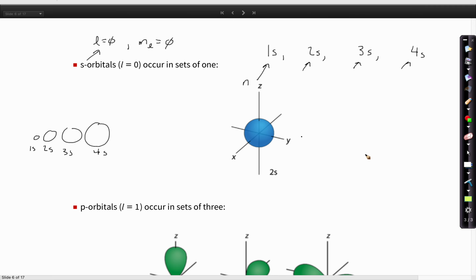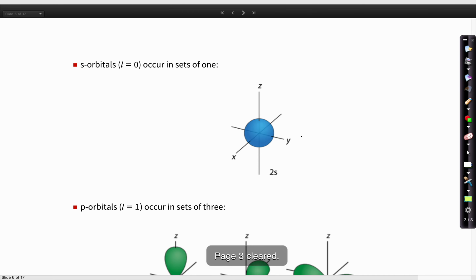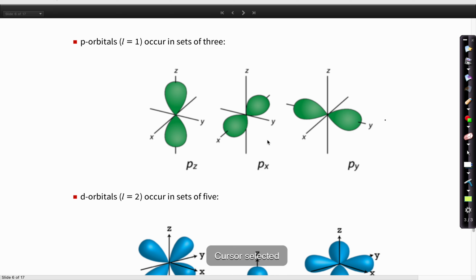Okay? All right, well, then what about p orbitals? So let's look at p orbitals. And you'll notice p orbitals occur in sets of 3. So if we have L equals 1, then what are our allowed values of m sub L? m sub L would be equal to possibly -1, 0, or +1. And that's 3 options. So we name these pz, px, and py.